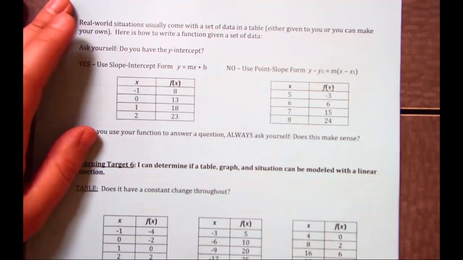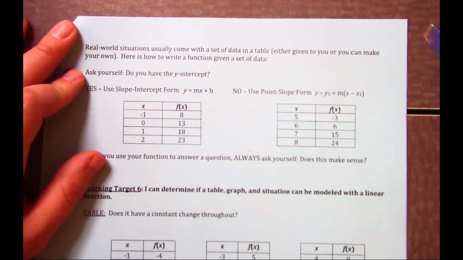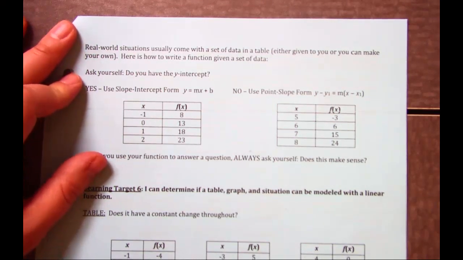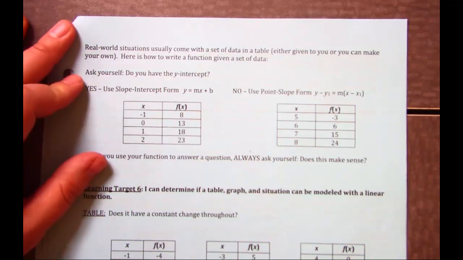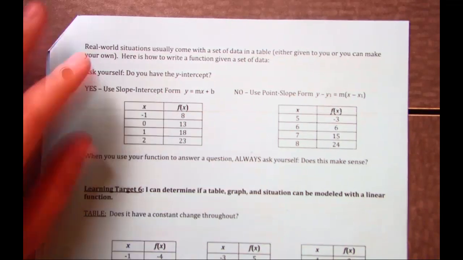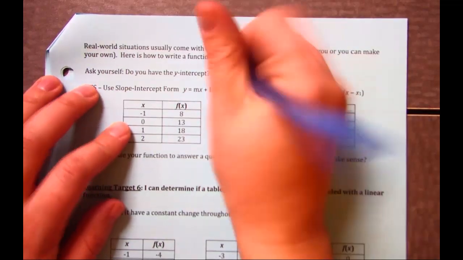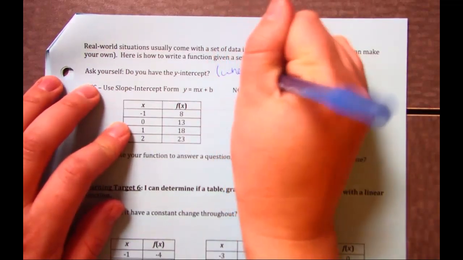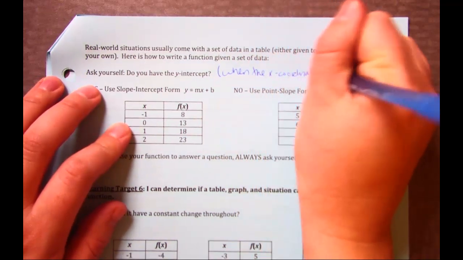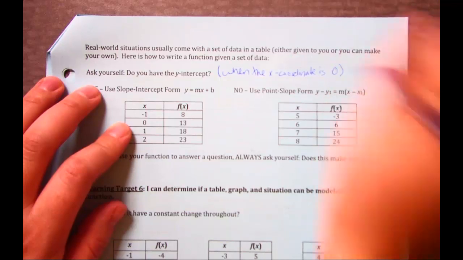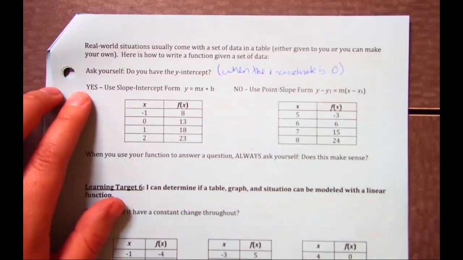Now, real-world situations usually come with a set of data in a table. Either the table can be given to you or you can make your own table. Here's how to write a function given that set of data. So the first thing you're going to ask yourself is, do you have the y-intercept? Remember, the y-intercept happens when the x-coordinate is 0.